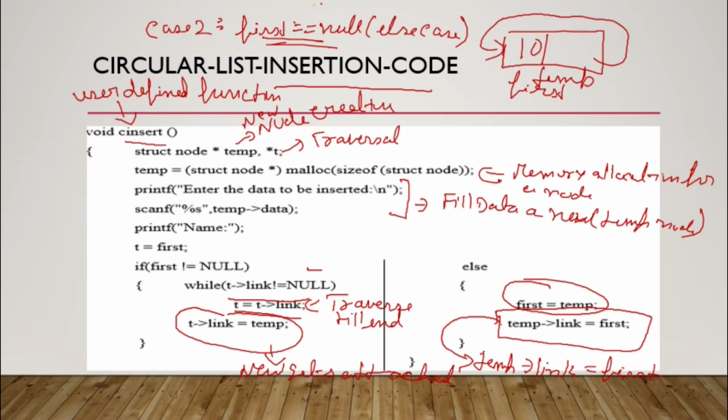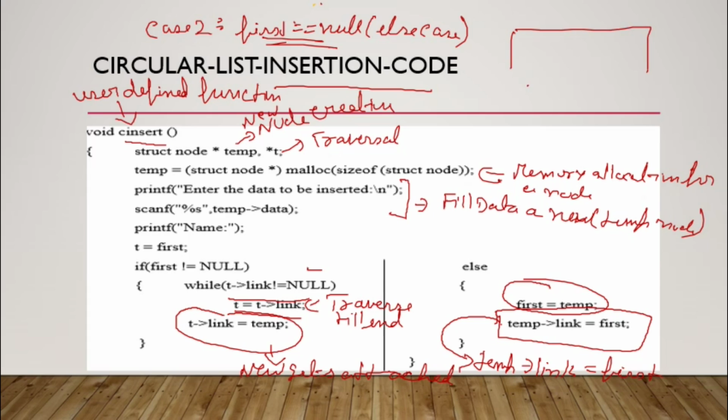In the else case, again I'll tell you. Students, how do we create a node? We create it using temp. So when you create that, what will happen? See the else case once again in detail. You create a node this way. So this will be temp, and it will be 10.